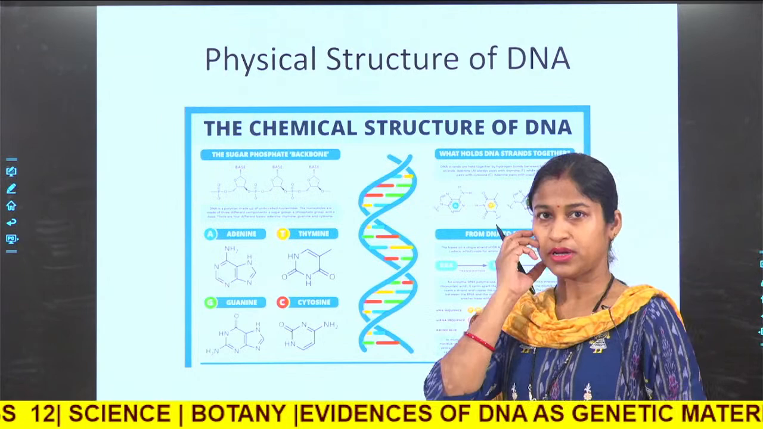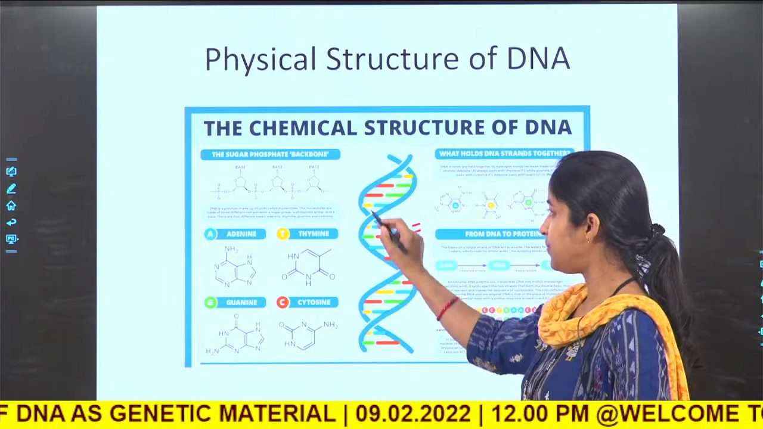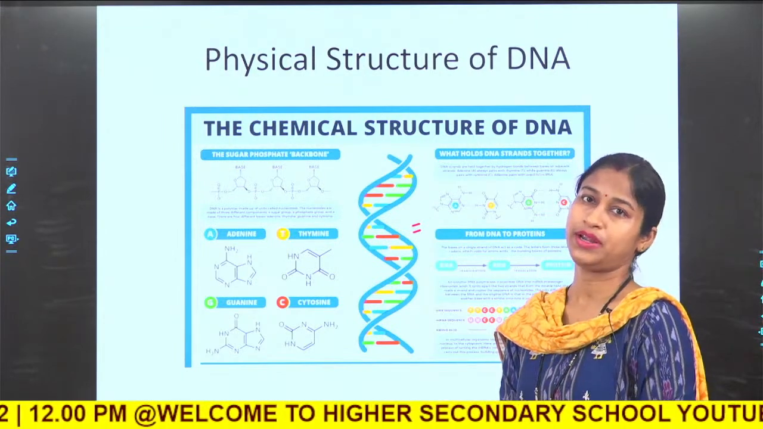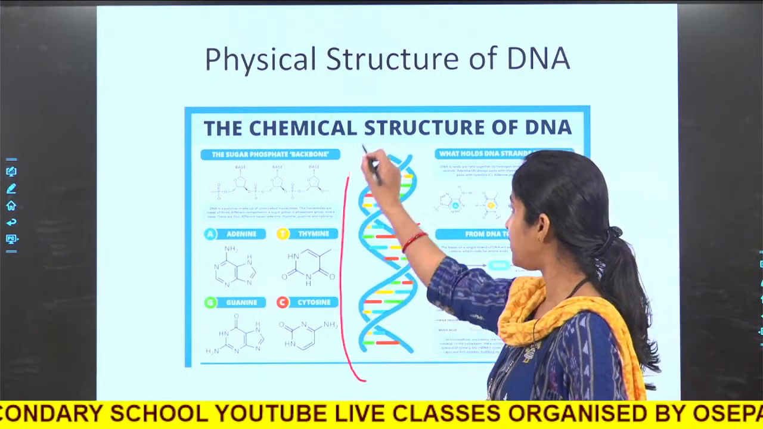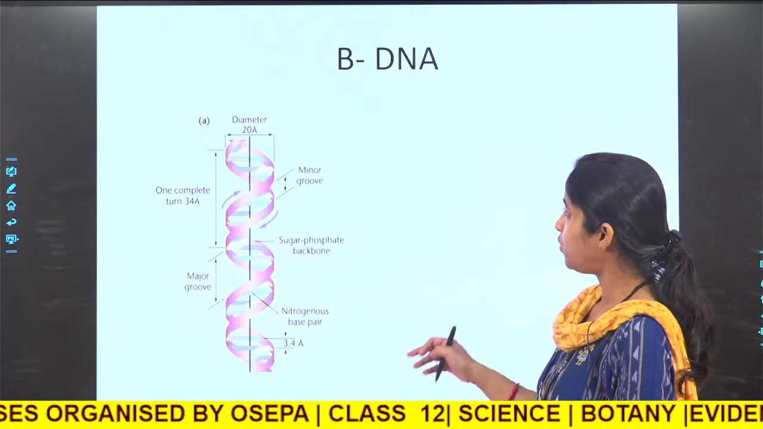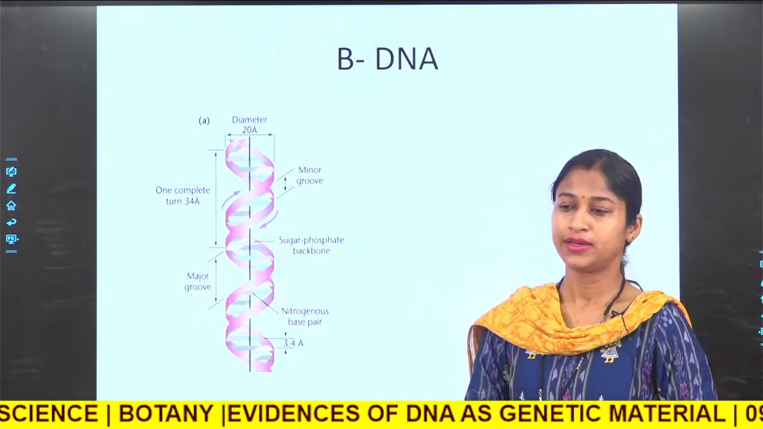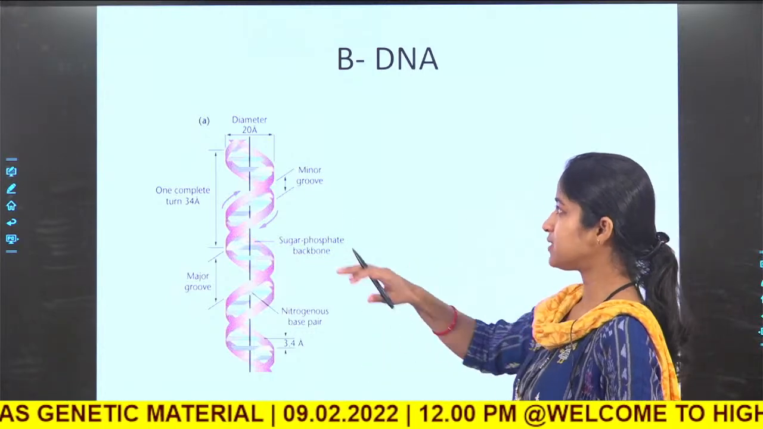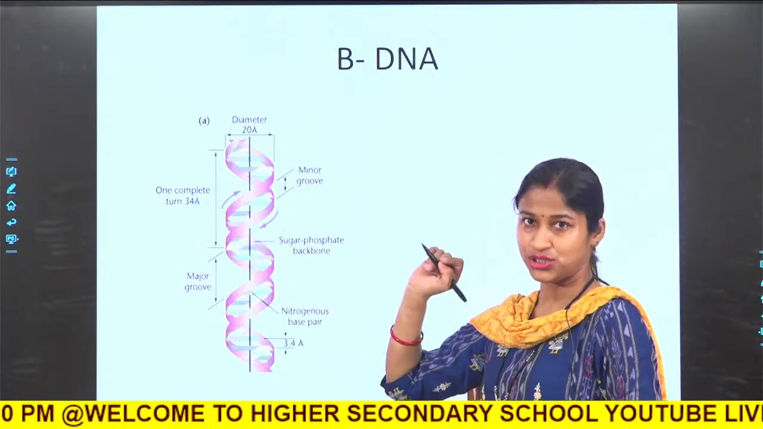But apart from the chemical structure, it also has a physical structure. What is that physical structure? It is the helical structure of DNA, which was discovered by Watson and Crick, and it is helical in nature. Mostly, Watson and Crick discovered the B-DNA form of DNA, which is double helical in nature.